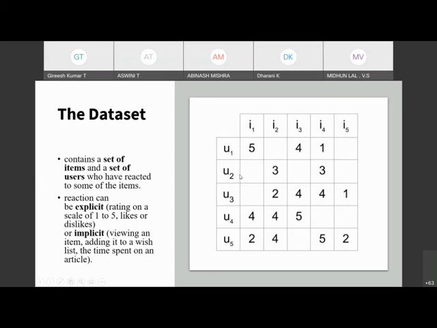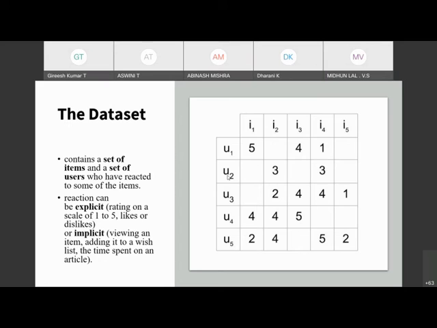In a similar way for user 2, item number 1, no review. Item number 2, he gave 3 stars. Item number 3, no review. Item number 4, he gave 3. And item number 5 is not reviewed. For user 3, item number 2, he gave a very low rating. Item number 3, he gave a nice rating. Item number 4, he gave a nice rating. Item number 5, he gave a very low rating. Now you understood how to generate the data set. This is the way you have to generate a data set.